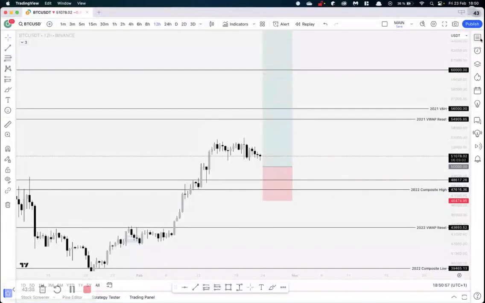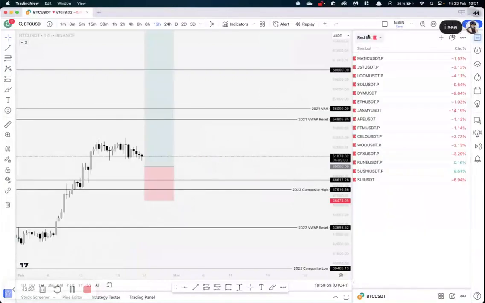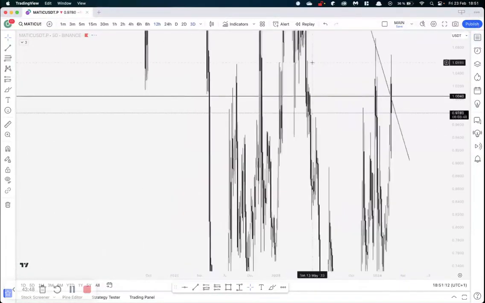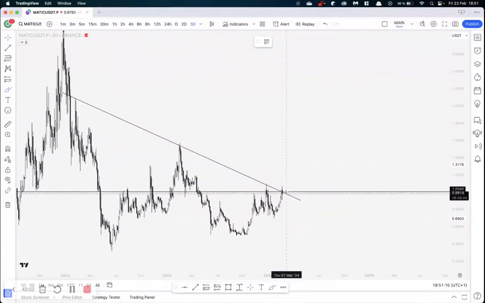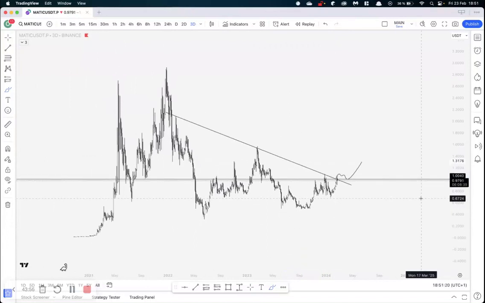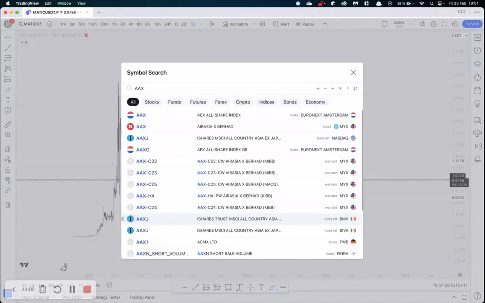Where's my Matic? Am I tweaking? Oh, it's there, we go. Yeah, so I'm waiting for a breakout. If we get a breakout, we can go crazy, right? But before that, I'm not really touching Matic. I see it now. Good. AVAX. Sure.